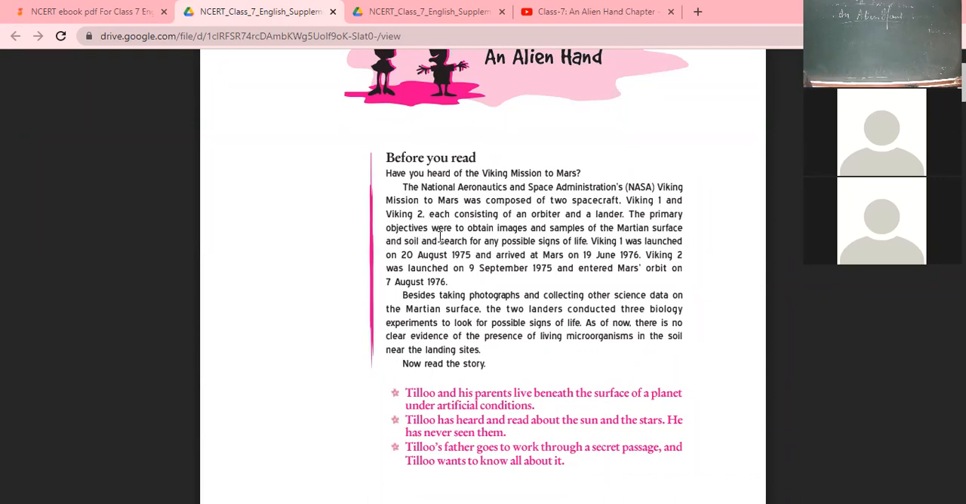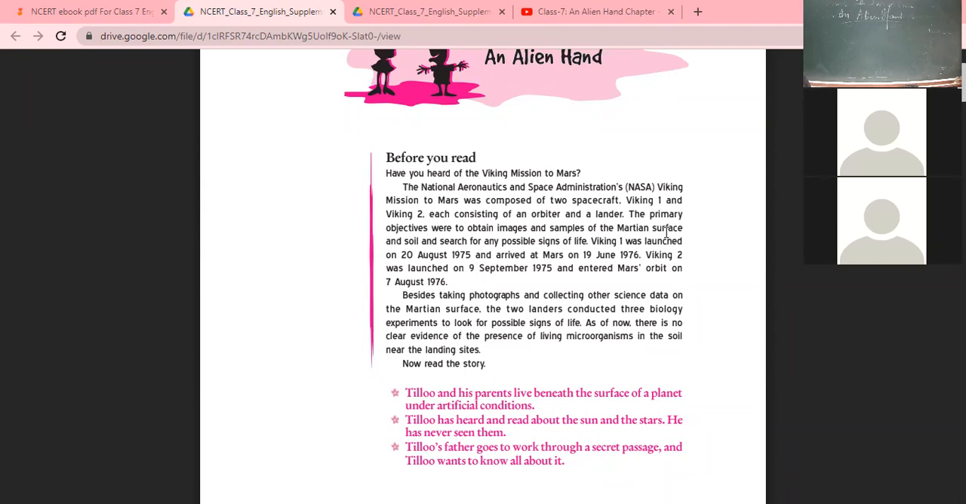The primary objectives were to obtain images and samples of the Martian surface. So the main objective of this Viking mission to Mars was that the spacecraft will go to Mars and they will collect samples of soil and search for any possible signs of life. So why have they gone there? They have gone to search for any possible signs of life there. Is there any possible sign of life there?